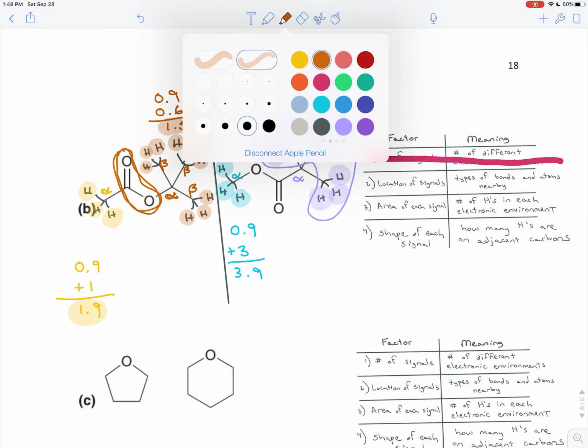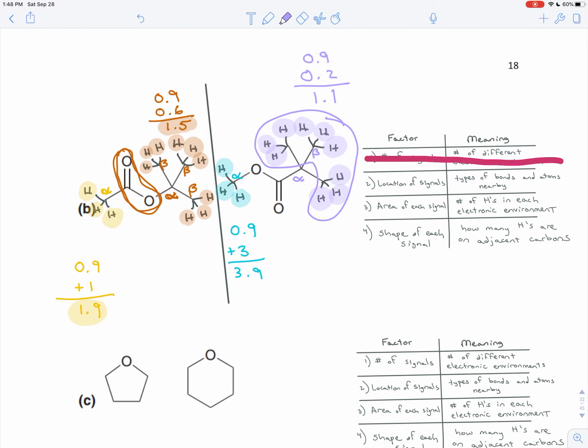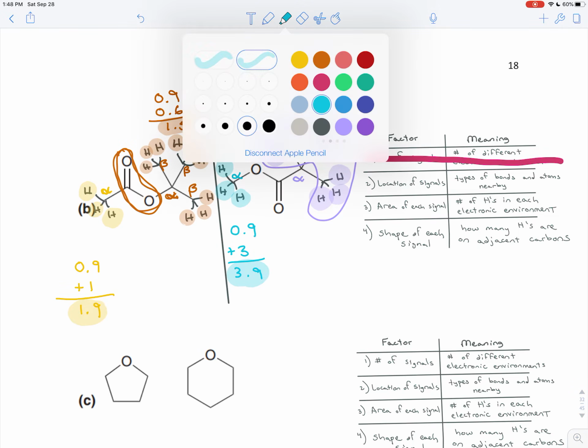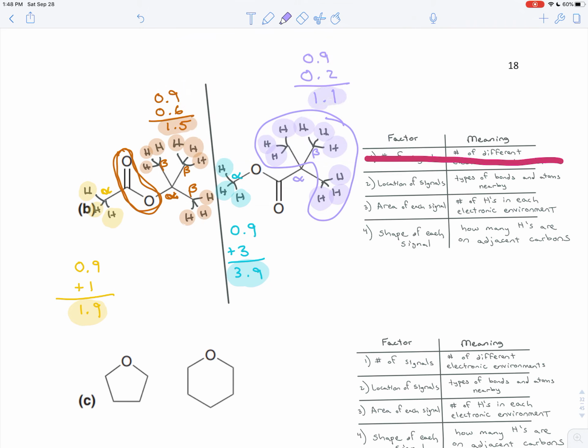Okay, so we're expecting the signals in the molecule on the left to show up at 1.9 and 1.5, and in the molecule on the right to show up at 3.9 and 1.1. And so you can use the second factor, the location of the signals, to tell the difference between these two molecules.